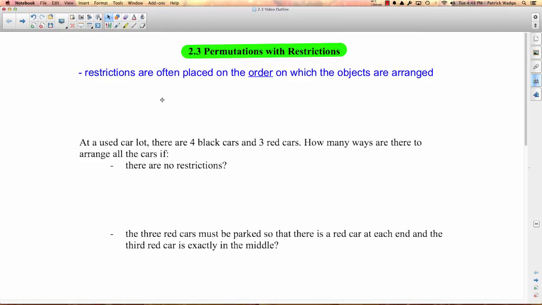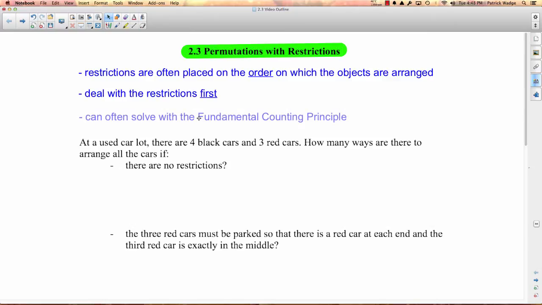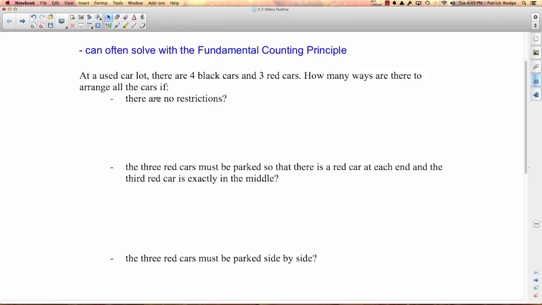You're going to deal with the restrictions first. So when you're figuring out how to answer it, think about the restrictions first, then think about the other elements that aren't restricted. And you can usually solve these with the fundamental counting principle. I actually find it's often easier to use the fundamental counting principle rather than the permutation formula that we learned last time. So I kind of wish we'd done this section before the last one, but this is the way it is in the book.